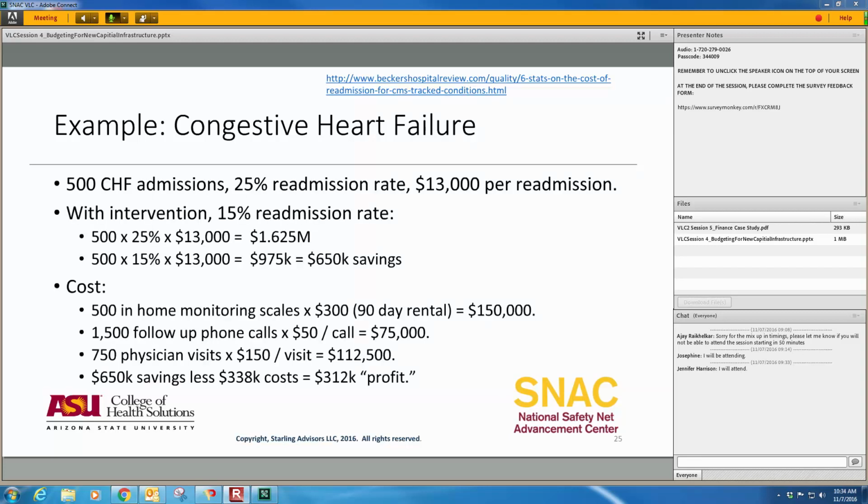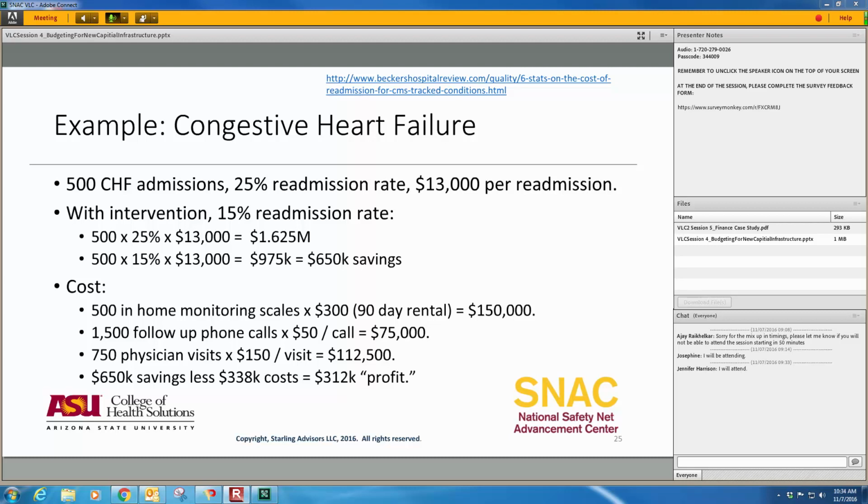And when we look at some national average data, we say, okay, within our population, we have about 500 annual first-time admissions with about a 25% readmission rate, pretty standard, and a cost of about $13,000 per readmission. Now we can actually start looking at interventions and say, okay, if we can just get that to a 15% readmission rate, that would create about $650,000 a year in savings.